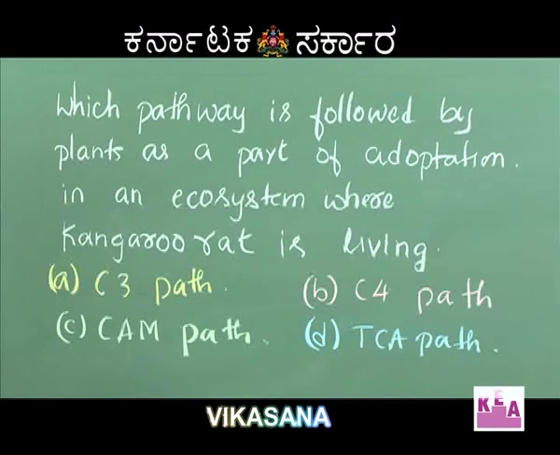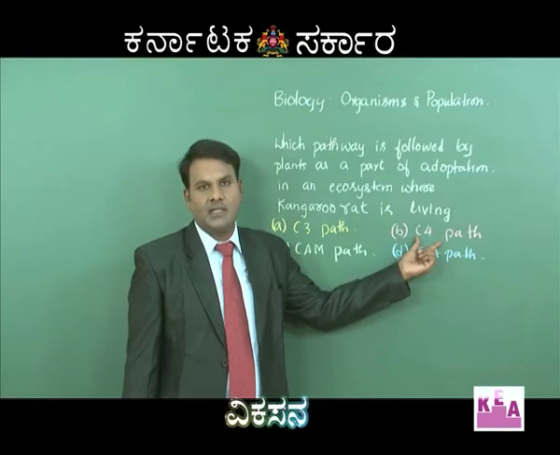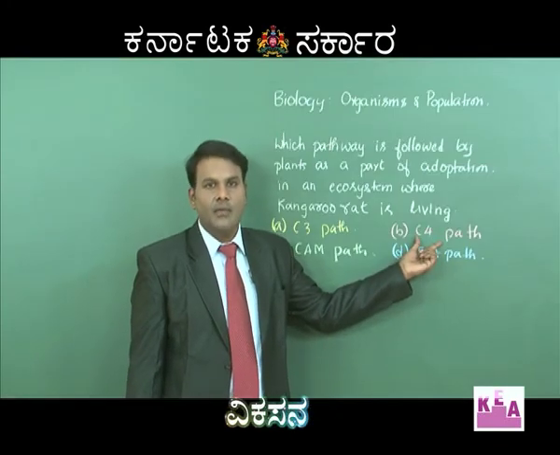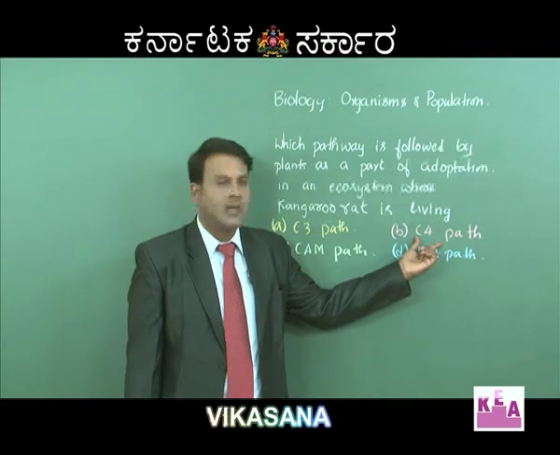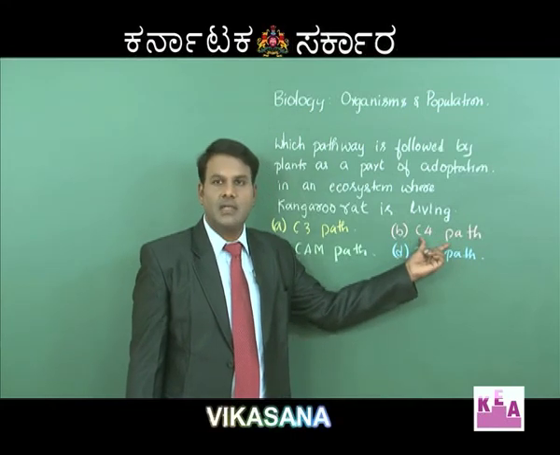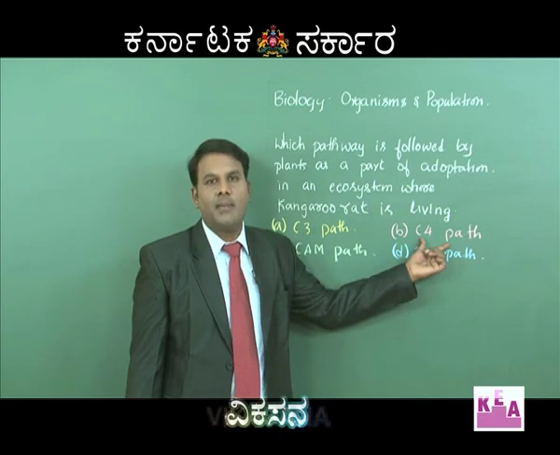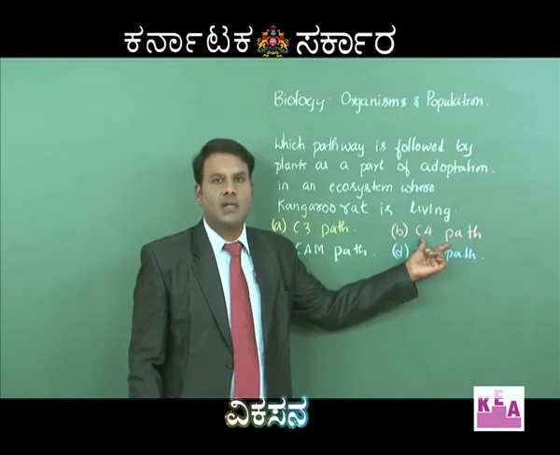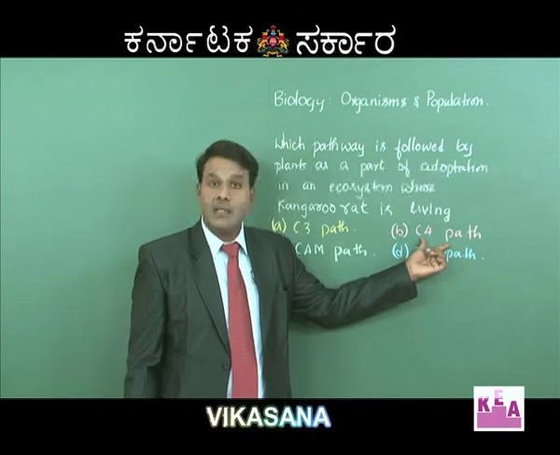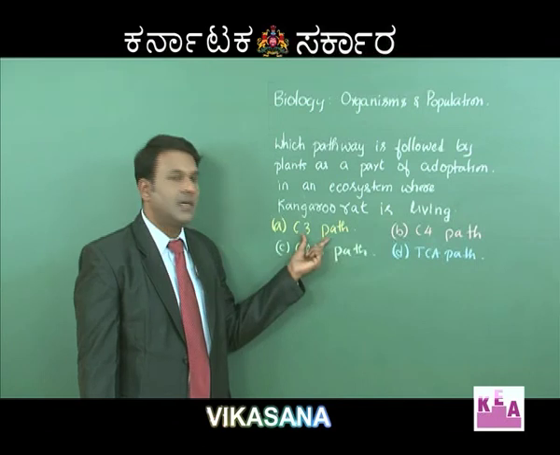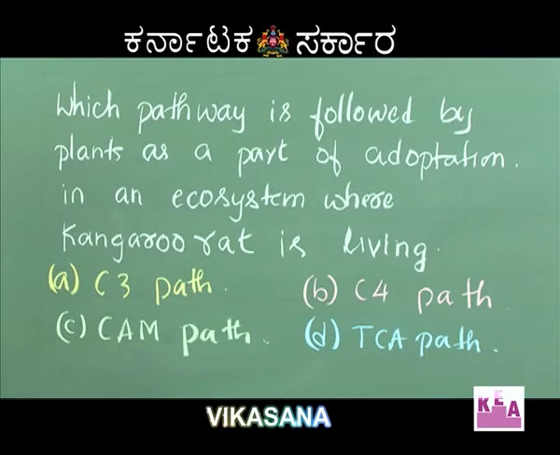C4 pathway is exhibited by very few plants like sugarcane and maize, wherein the leaf anatomy is different, called Kranz anatomy, wherein the carbon dioxide is fixed to form malic acid. Malic acid undergoes decarboxylation to release the carbon dioxide, then the carbon dioxide is fixed by using the C3 pathway. So, another pathway is CAM pathway.